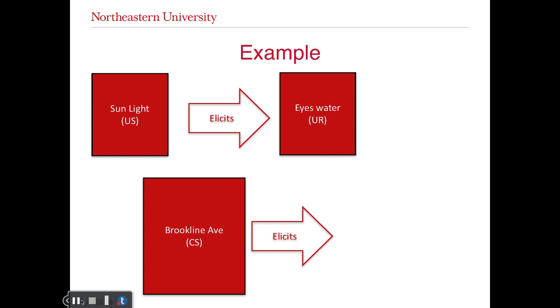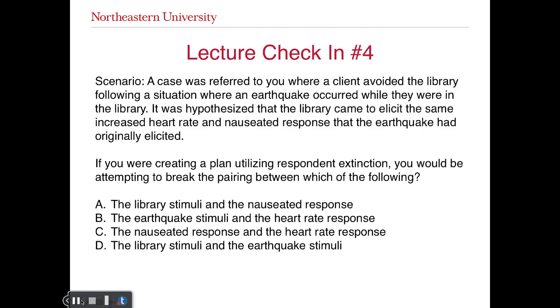This can be really important to consider when thinking about respondent conditioning, because it's one way to decrease behaviors that have come about with respondent conditioning. And it's actually a very effective way. So thinking about your next check-in, you want to read the scenario and then identify the stimuli that you'd be looking to unpair or depair.